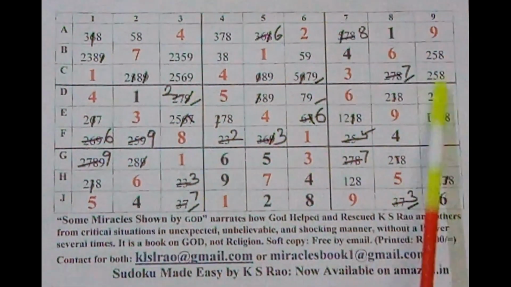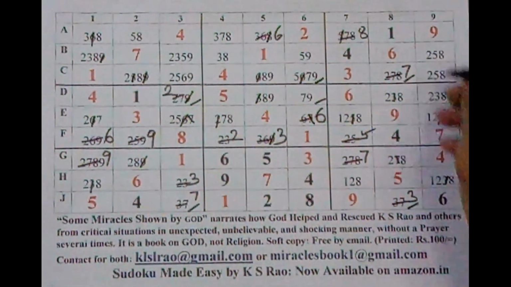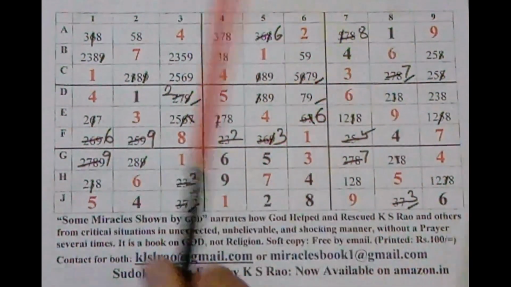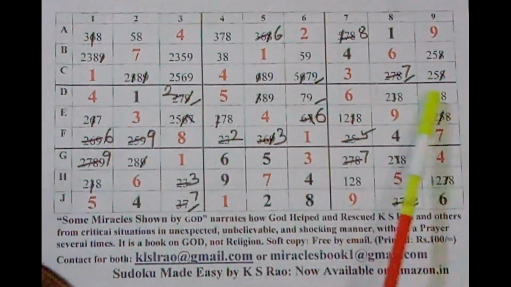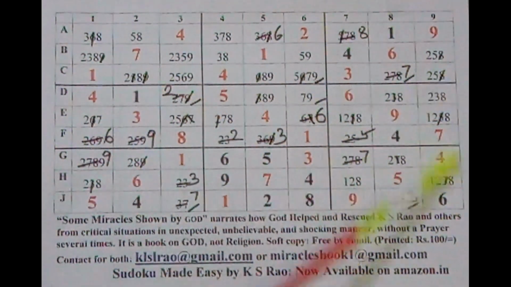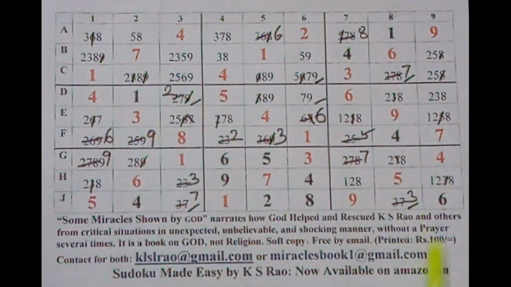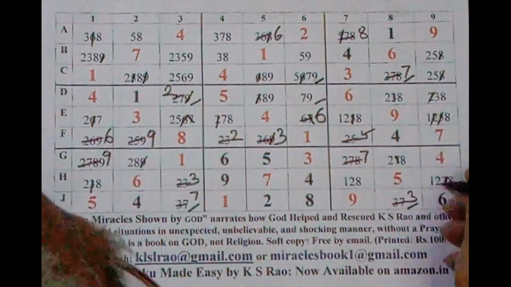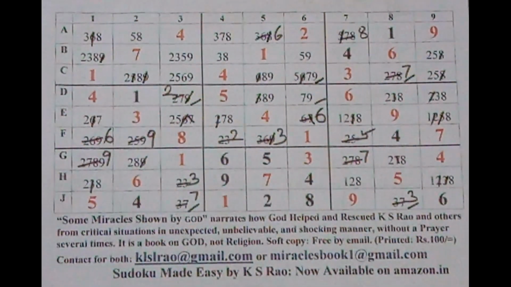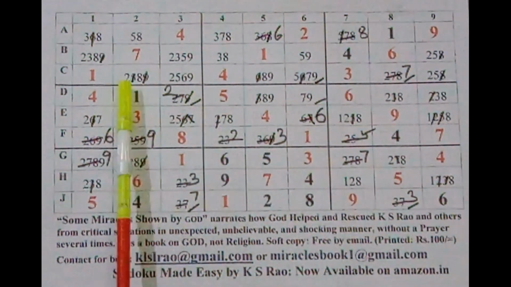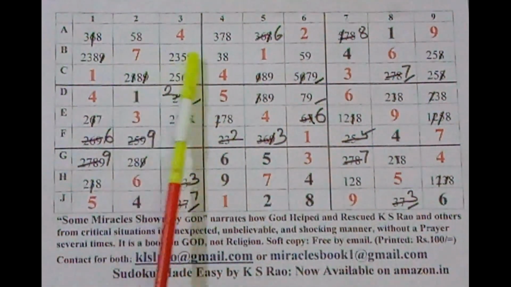Then, we are left with a pair here of 2 and 5 in column number 9. So, once the 2 and 5 pair is there, number 2 and 5 need not be found anywhere else in this column. Of course, 5 is not there. Then we can delete this number 2 here, this number 2 here, and this number 2 here. It requires a little hard searching. Let us do it patiently.